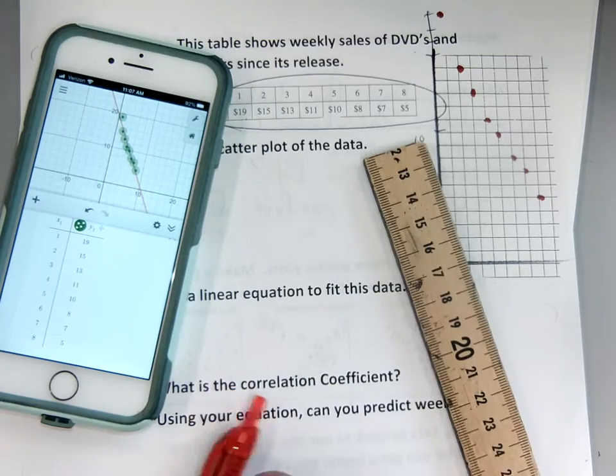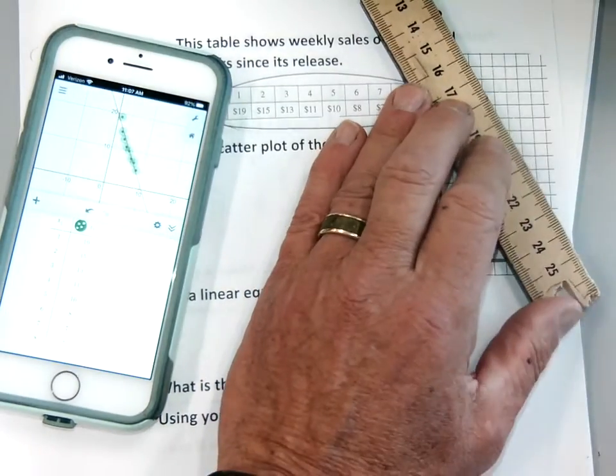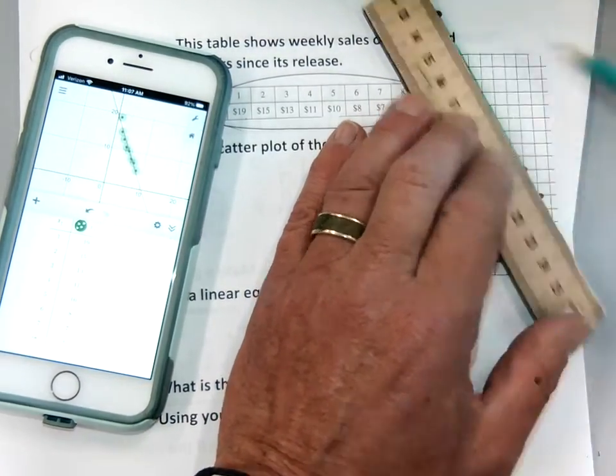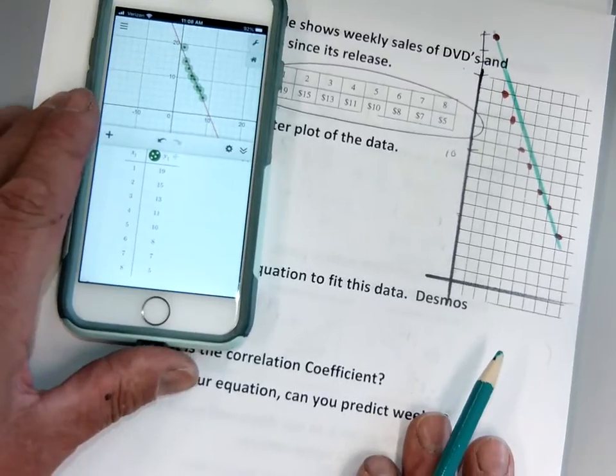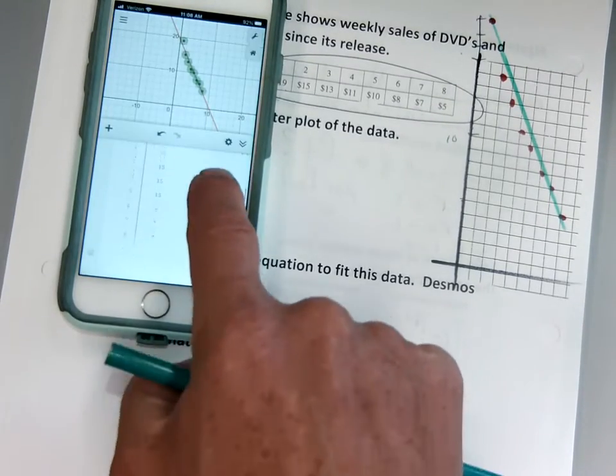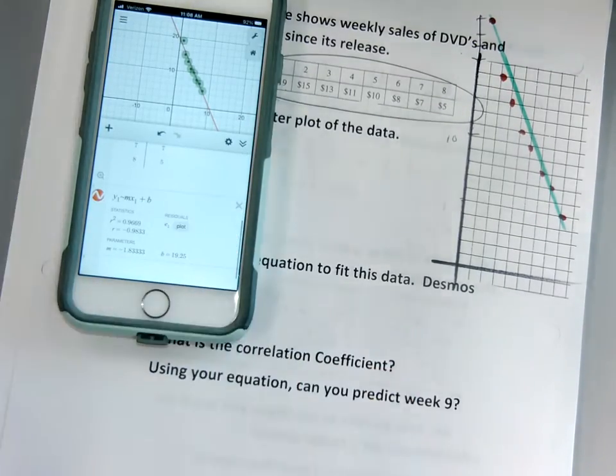And then the calculator did me a favor, and it drew in the line of best fit. Something like that, right? And then we end up getting our equation, okay? So we got our equation.